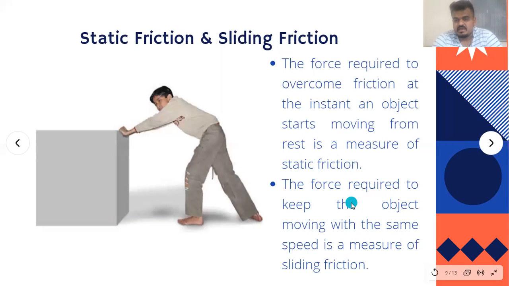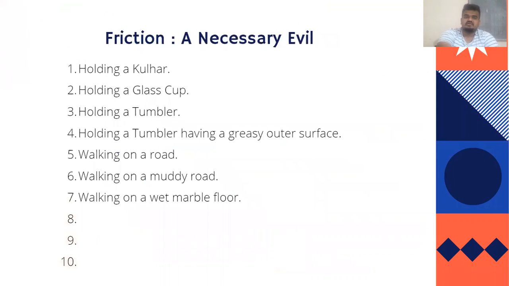And one more is sliding friction. What is sliding friction? The force required to keep the object moving with the same speed, maintaining the same speed, is a measure of sliding friction. So these two are the definitions we studied in the last session, and in this session we are going to continue with the next topic, friction a necessary evil.